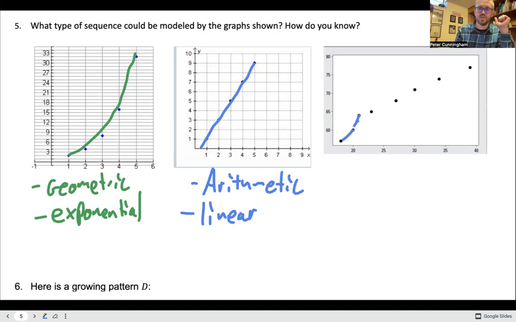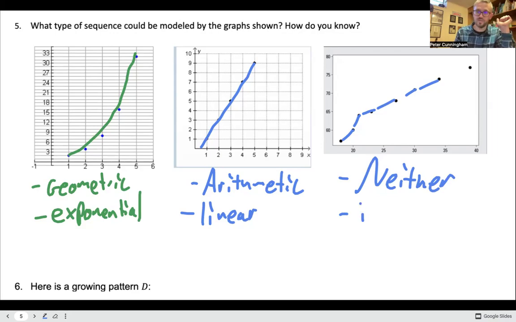Right here, you'll see my lines are all over the place. So this is neither. There's a lot of different ways to say it, but I think the one I landed on, at least for the key, will be that this is inconsistent growth. Inconsistent, just like I spell that inconsistently sometimes.